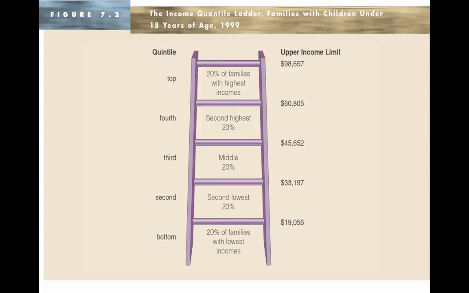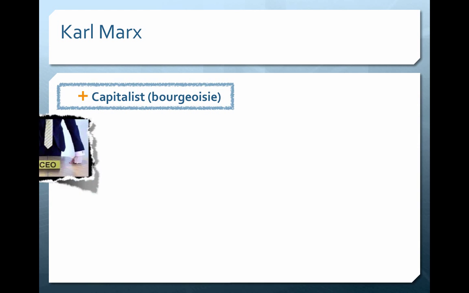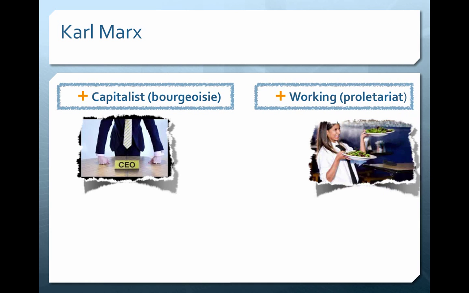Now, theorists have different views as to why that is. And I'm only going to look at a couple here. Karl Marx and the conflict theorists, well, they view this in the typical way that they do view this, in terms of there being 2 groups. There's the capitalists, or the bourgeoisie, and these were the people that consist of those who own the means of production. They own the land, they own capital, they're the owners of corporations and factories. And then there's the working class, or the proletariat.